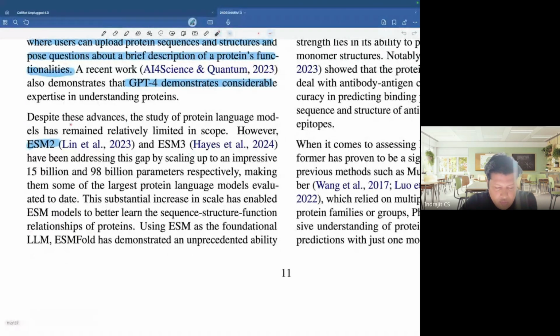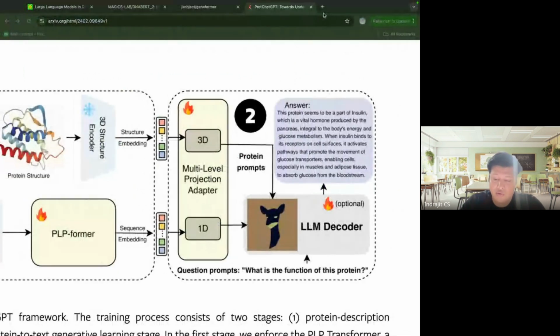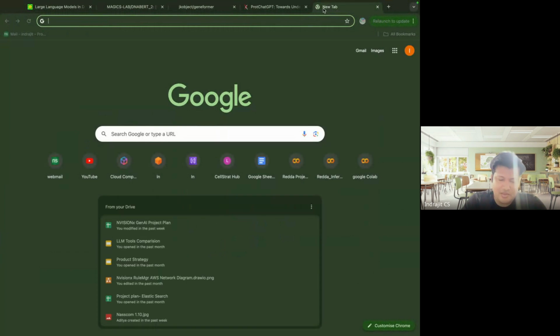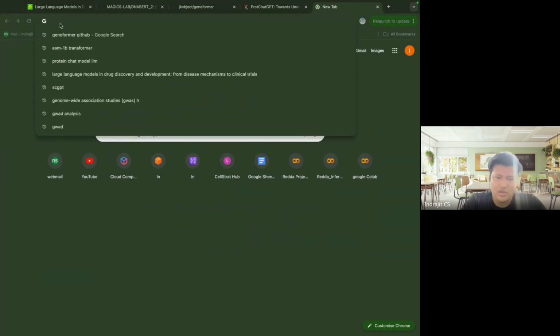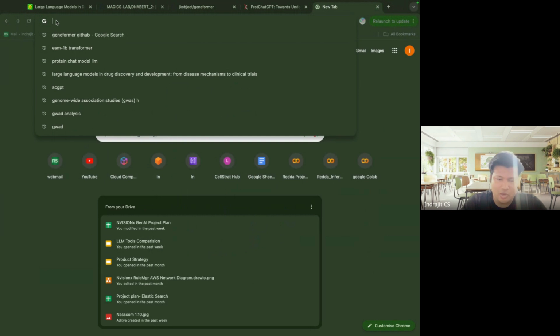So what we are saying is, despite these advances, the study of protein language models has remained relatively limited in scope, right? However, ESM2, which is an advanced version of the ESM1B transformer, and ESM3 2024 have been addressing this gap by scaling up to an impressive 15 billion and 98 billion parameters. That's a huge parameter set. I don't know if you have checked ESM3. ESM3 is an advanced-level transformer-based protein sequence model.